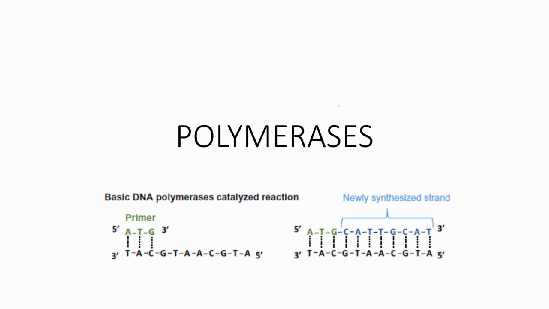And another type of DNA manipulating enzyme we call the polymerase. Polymerases are basically the enzymes that synthesize a new strand of DNA complementary to the existing DNA or RNA template. Like in replication, you need a DNA polymerase so you can synthesize this new strand.